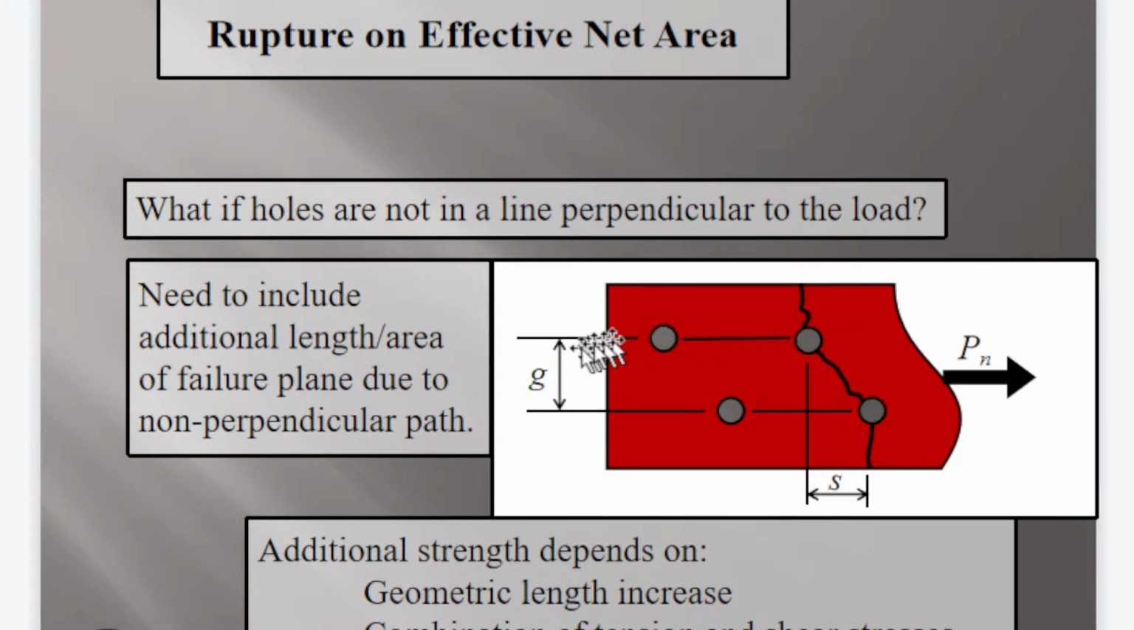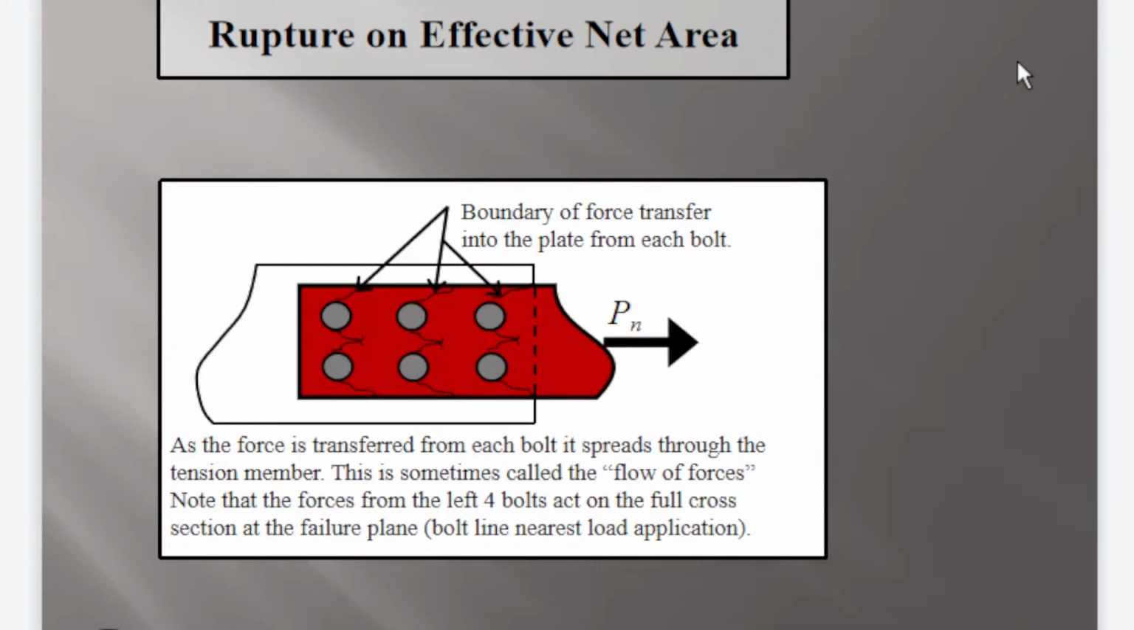So this is a staggered hole. Take note, we have gauge and we have lateral length. Additional strength depends on geometric length increase and the combination of tension and shear stresses. So we can also compute shear and tension combined. The combined effect makes a direct calculation difficult, so that would be subject to the next discussion. We have not yet come to that.